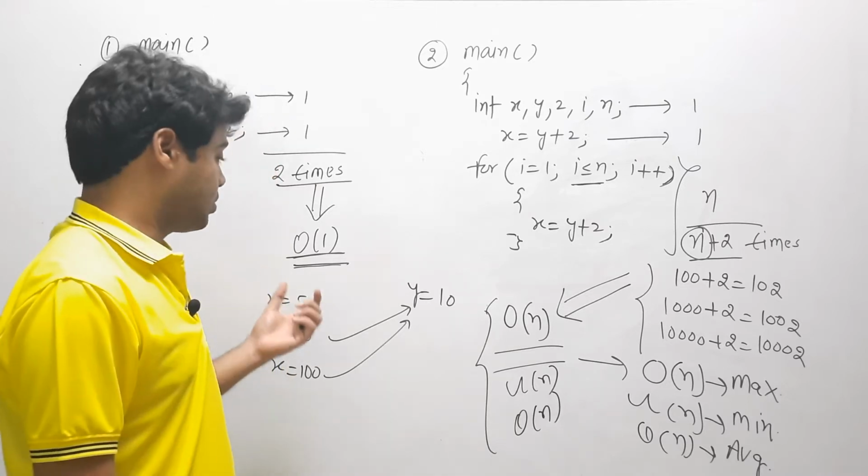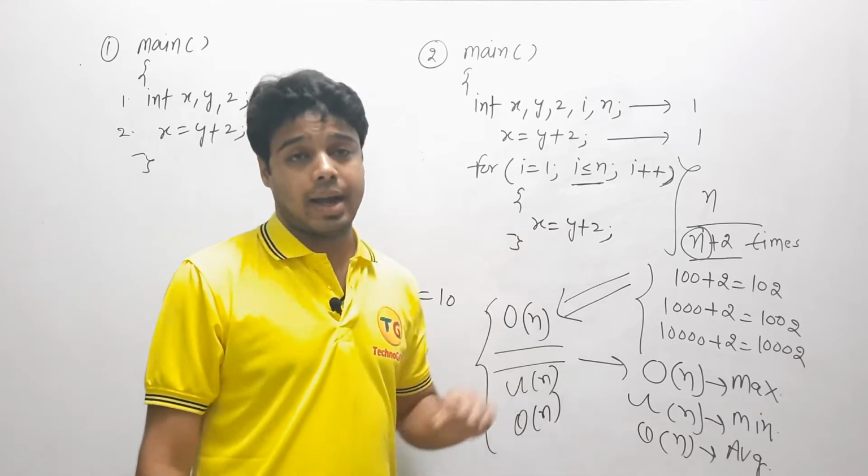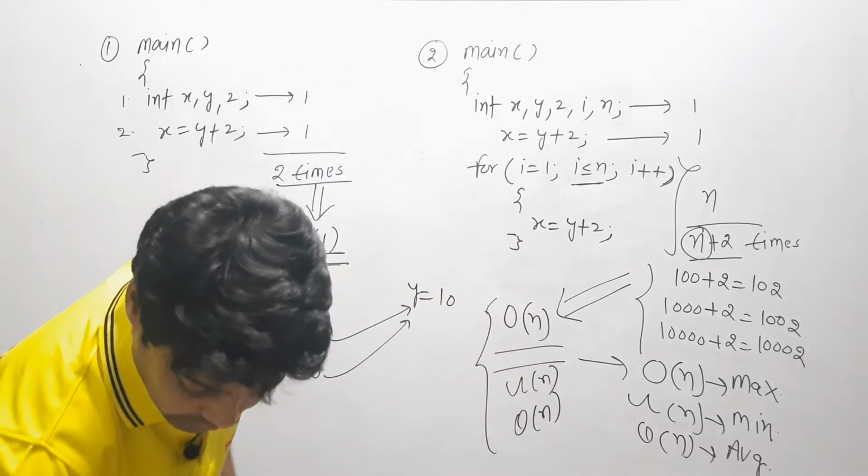So these are the two programs. Here constant time complexity, and here linear time complexity. Suppose that we take one more example here.